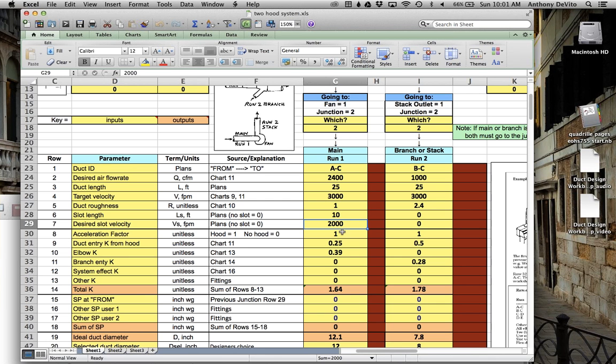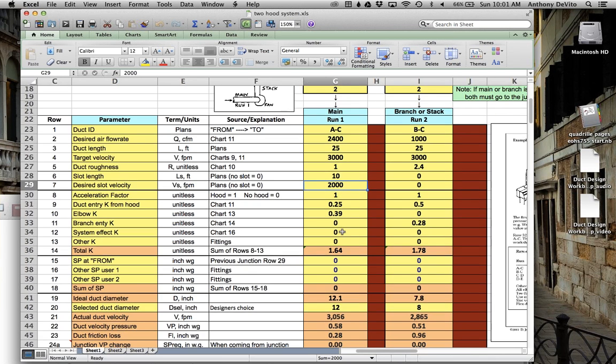You don't have a slot calculation. Okay, so the acceleration factor, you're coming from a hood, not a transition, so you put a 1 in there. Our duct entry from chart 11, 0.25. Our elbow K is 0.39. Had there been more than one elbow, we would have multiplied it by the number of elbows.